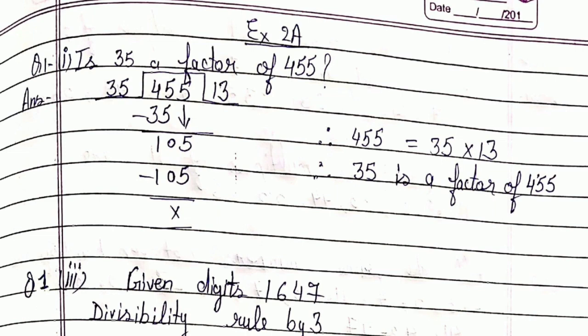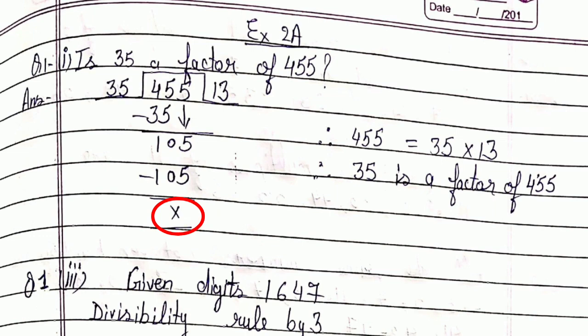One time it will go, we will subtract 35 from 45, we will have 10. Now we will bring down this number 5, then we are having 105, a new number. Now we will divide this by 35 again, 3 times it will go, and then we will have 105. We subtract this and then the remainder will come 0. So it is divided 13 times and the remainder we are having is 0.